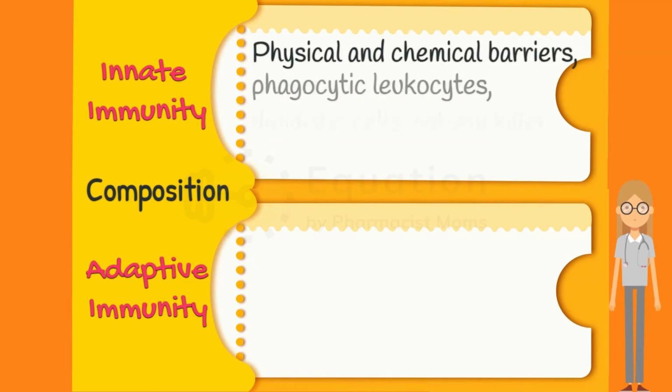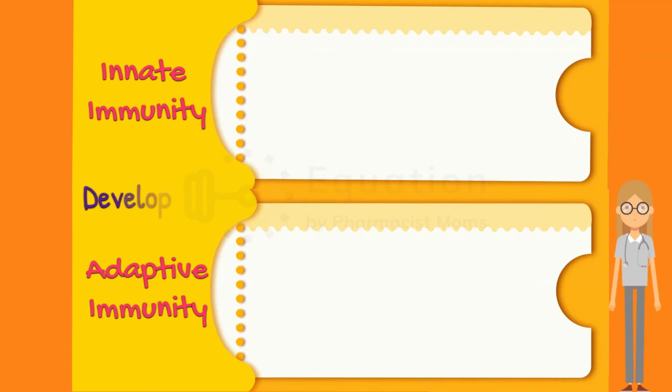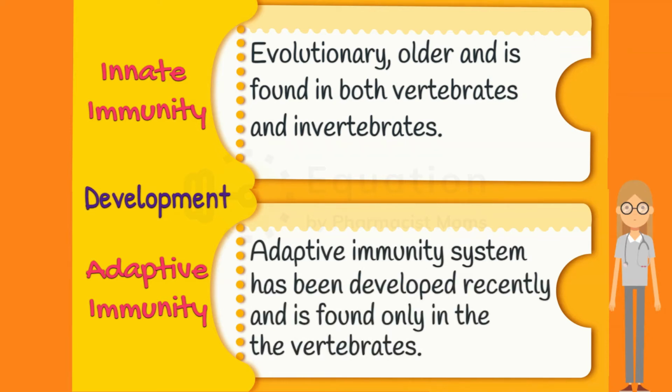17. The innate immune system is composed of physical and chemical barriers, phagocytic leukocytes, dendritic cells, natural killer cells, and plasma proteins. While the adaptive immune system is composed of B cells and T cells. 18. Innate immunity is evolutionarily older and is found in both vertebrates and invertebrates. On the other hand, the adaptive immune system has developed recently and is found only in vertebrates.